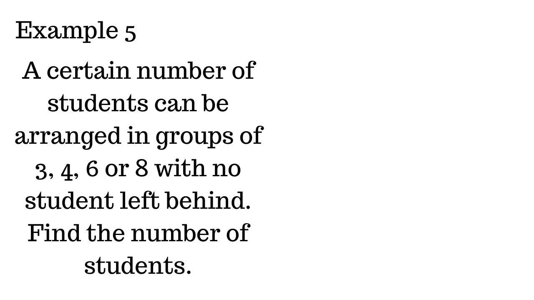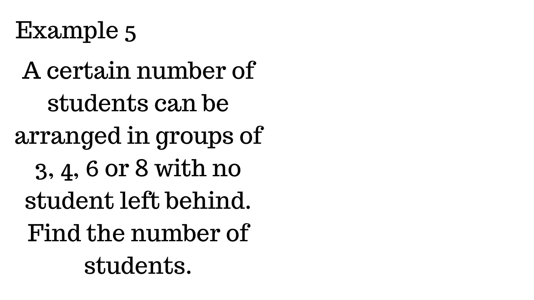That is why we have no students left. It means if we divide that x by 3, by 4, by 6, by 8, it will have no remainder. It means that that number x is a multiple of 3, 4, 6, and 8. So how can we find that number? We can simply find the number by finding the LCM. What is the lowest common multiple of these numbers?